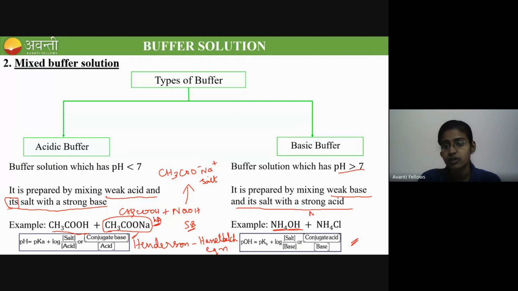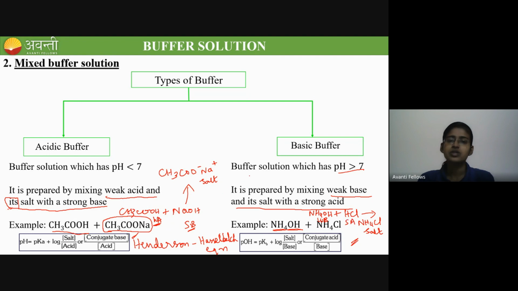So what do I have to take? I have to take ammonium hydroxide and a strong acid. The example for a strong acid is HCl. You can take HCl. If these two react with each other, it will produce NH4Cl, right? So this is a salt from a weak base and a strong acid.